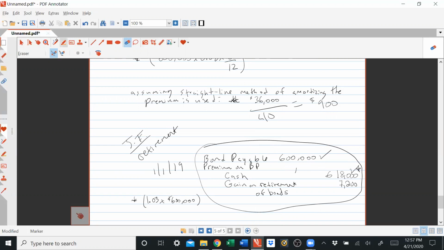This changes to 31. And then of course our gain changes as well. Now we need an additional credit of not 7,200, but the difference between 631 and 618, which is 13,000. So there's the correct answer.